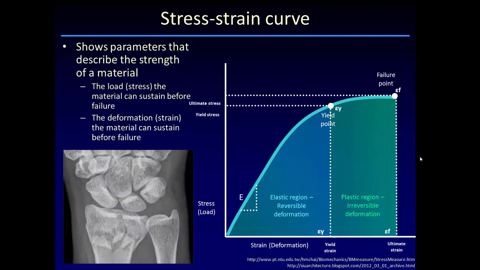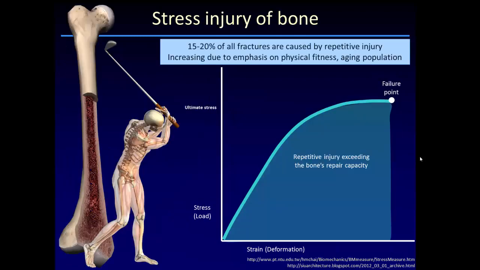And bone is a very, very versatile material. It can tolerate significant amounts of distortion in its shape, as well as loading of the material before it actually breaks. Now, as you look at stress injuries in the United States right now, about 15 to 20% of all the fractures we see are actually caused by repetitive injury.